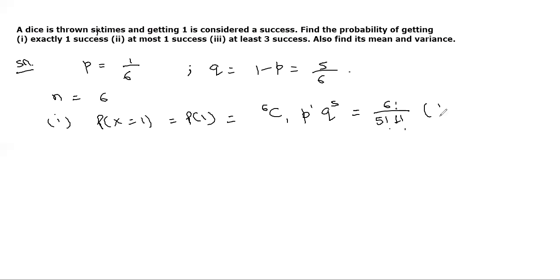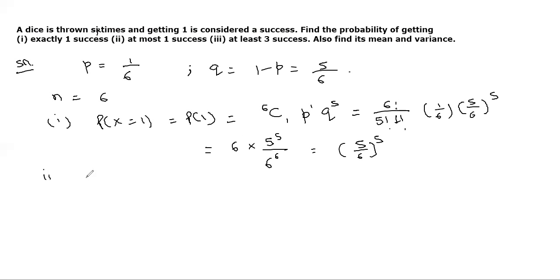P is 1 by 6, raised to power 1, and 5 by 6 raised to power 5. So the answer comes out to be 6 into 5 raised to power 5 over 6 raised to power 6, or simply (5 by 6) raised to power 5. It can be further simplified, but we can leave it here.